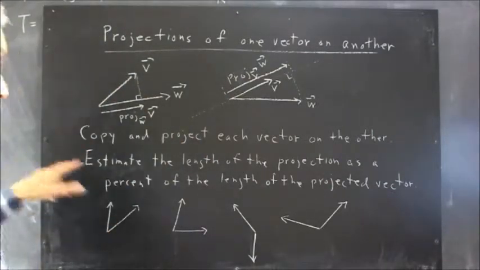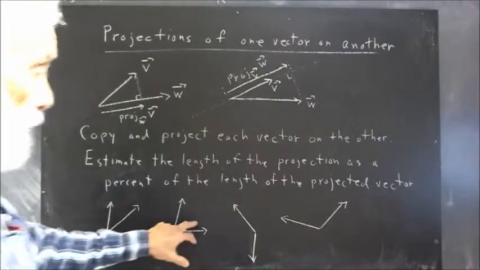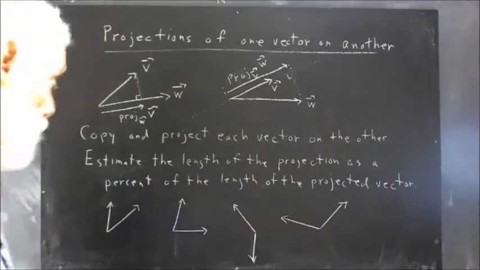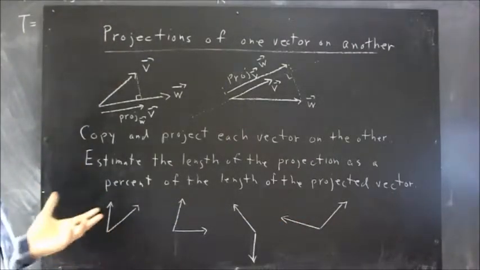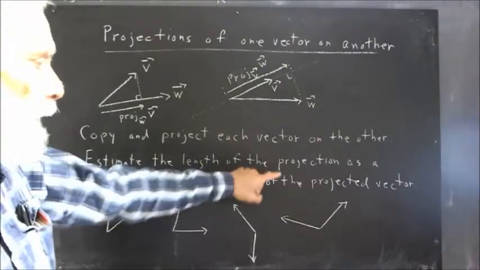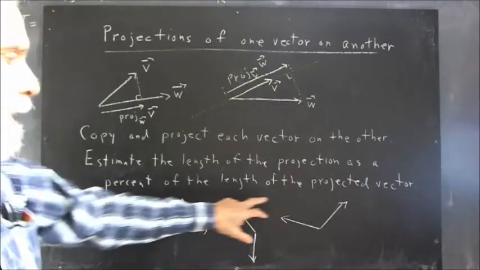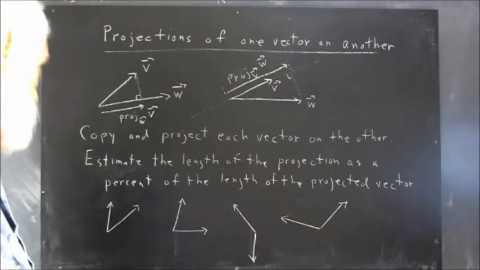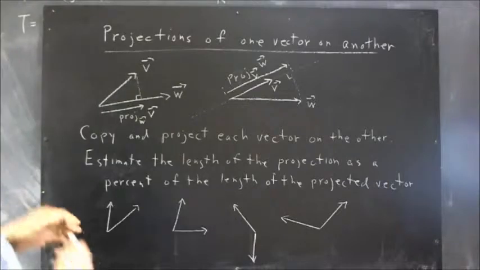Now, one thing I'm going to ask you to do here is copy each of these as best you can and sketch the projection. And then I'm asking you to estimate the length of the projection as a percent of the length of the projected vector. Now let's see what we mean by that.